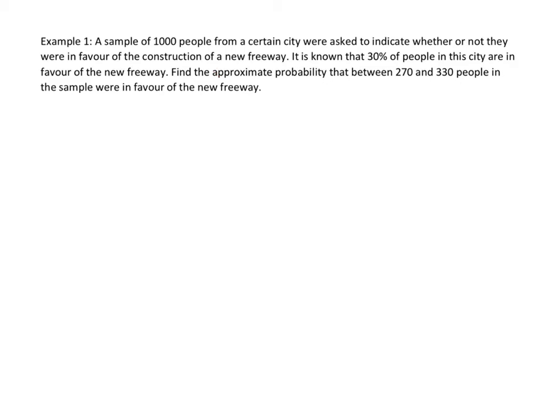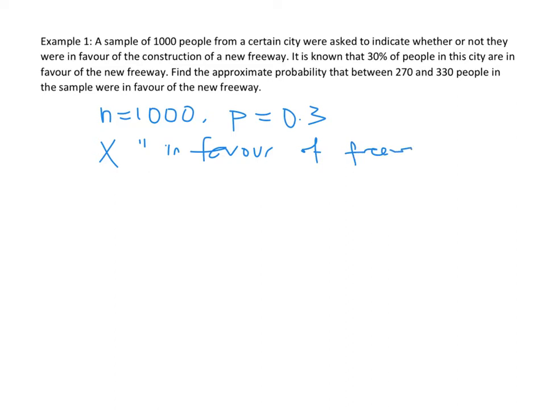And so if we set this up like a binomial, n is 1,000. The probability of success is 0.3, and x is the event that a person is in favor of the new freeway. So you're asked to find the approximate probability that between 270 and 330 people are in favor.